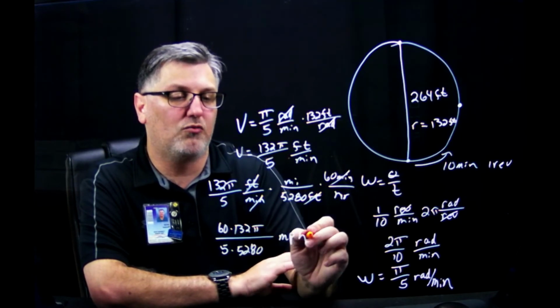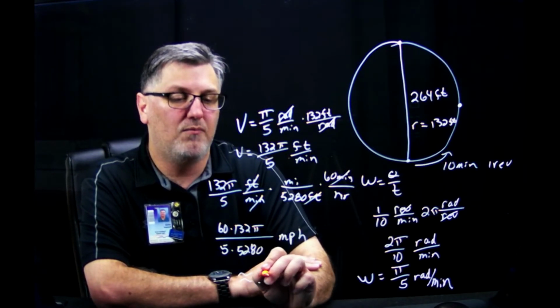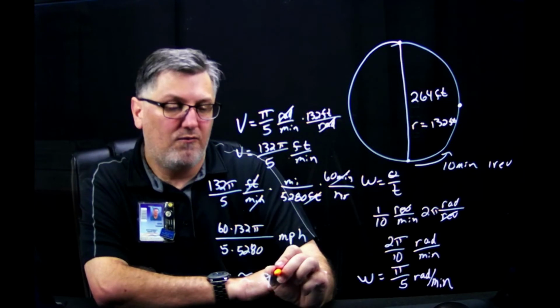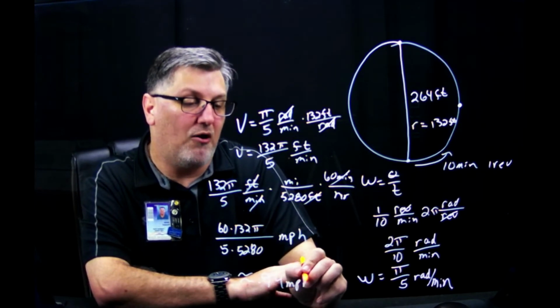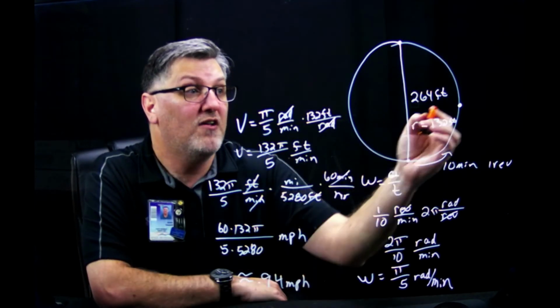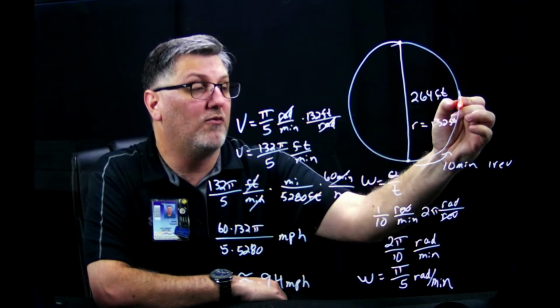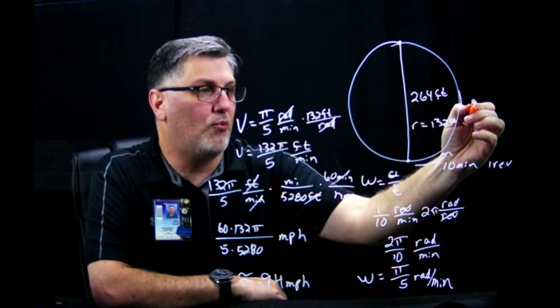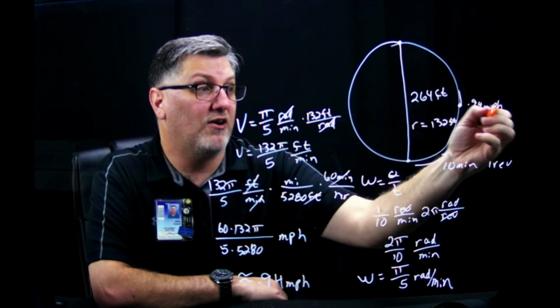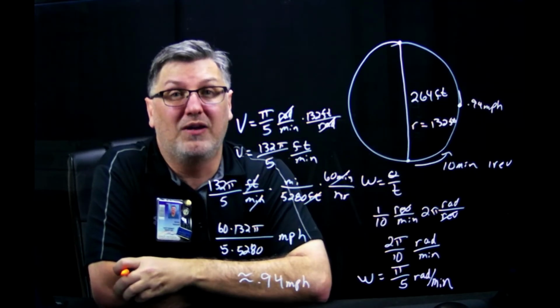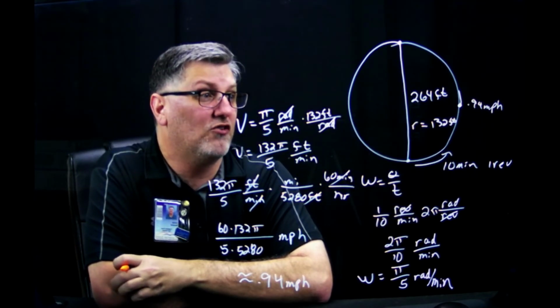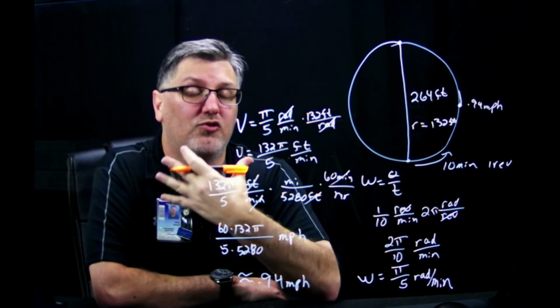And when we do this, we're going to get approximately 0.94 miles per hour. So you're actually not moving very fast. This spot right here, as you're moving around, you're only going about 0.94 miles per hour, not very fast at all. Which actually makes sense because the Ferris wheel is not moving fast. It's more of a spectacle to kind of look around.